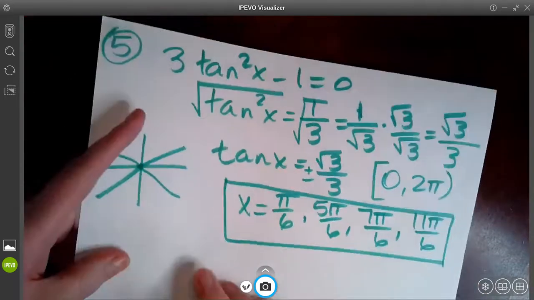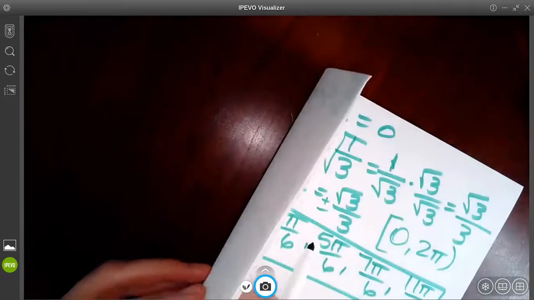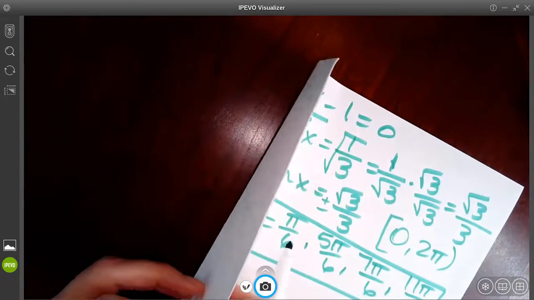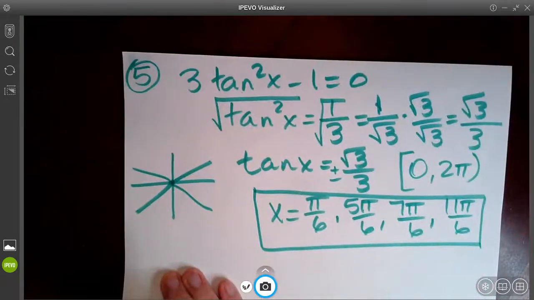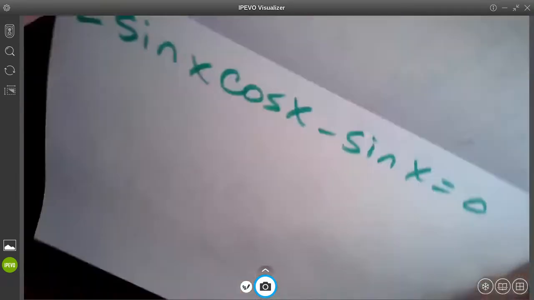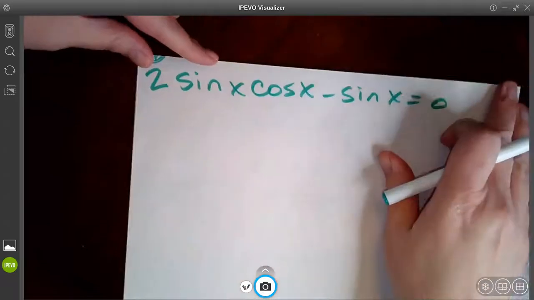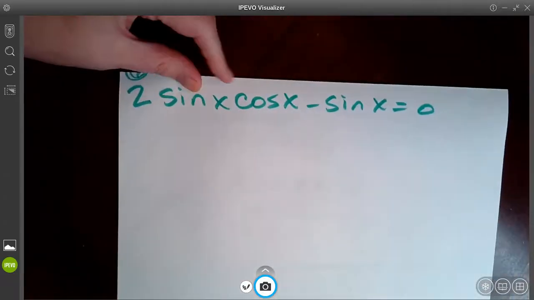All right, let's look at this last one here. We've got a little factoring on this one. So on number 5 here, I was able to take the square root of both sides to solve for tan x. But if we look at this one, we got 2 sine x cosine x minus sine x equals 0. So I have to factor here.